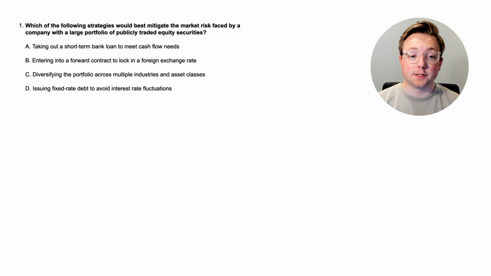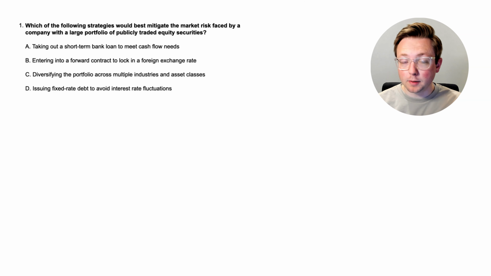to choose from. Option A, taking out a short-term bank loan to meet cash flow needs. Option B, entering into a forward contract to lock in a foreign exchange rate. Option C, diversifying the portfolio across multiple industries and asset classes. Or option D, issuing fixed-rate debt to avoid interest rate fluctuations. So again, which one of these would best mitigate the market risk faced by a company with a large portfolio of publicly traded equity securities?